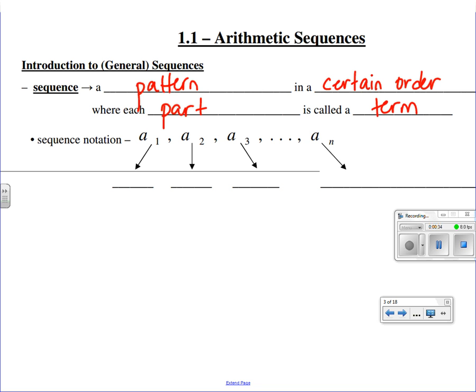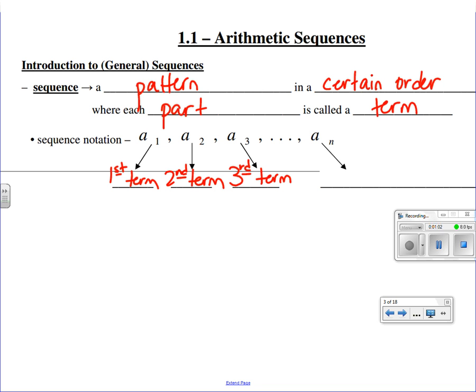These right here are called subscripts. So this is called A sub 1. It's just how you pronounce it. A sub 2, A sub 3. All this means is that it's the first term. So that 1 is just telling you it's the first term. What do you think the 2 is telling you? It's the second term. What's the 3 telling you? It's the third term.